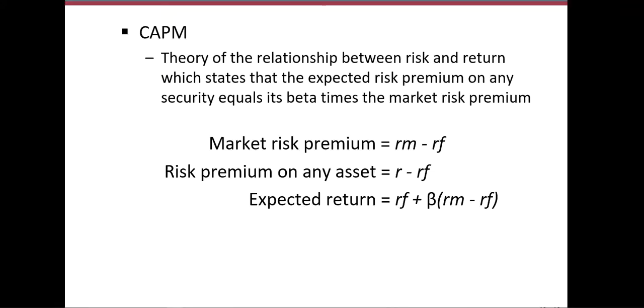Our first topic out of Chapter 12 tomorrow night will be the capital asset pricing model, which is a formula for determining the cost of equity. What would it cost a company to issue stock? What would it cost a company to keep your shareholders satisfied? And that's a theory, and it's called the capital asset pricing model. We need to be familiar with this formula.